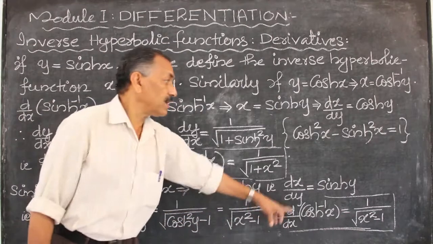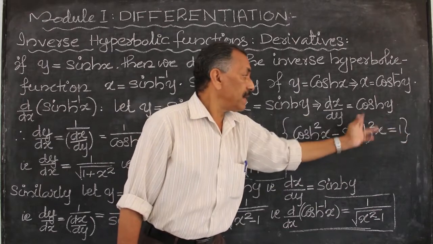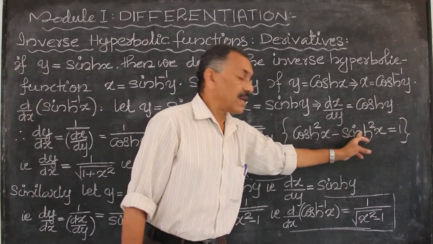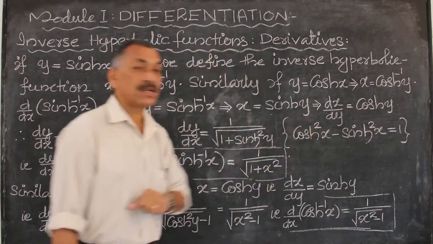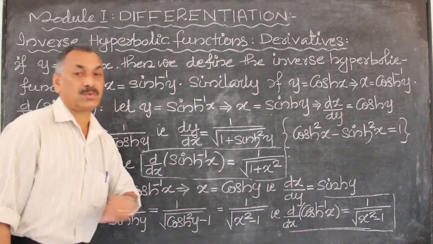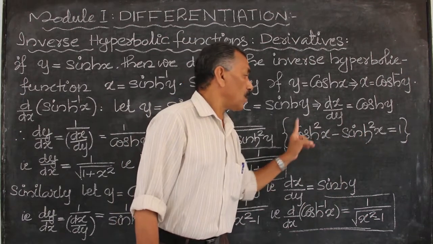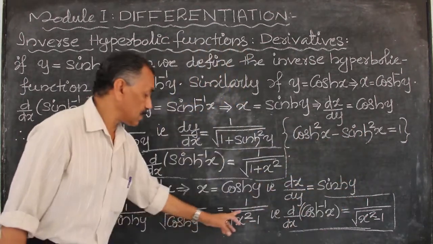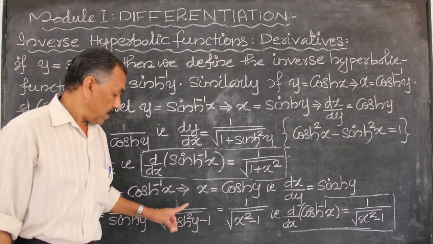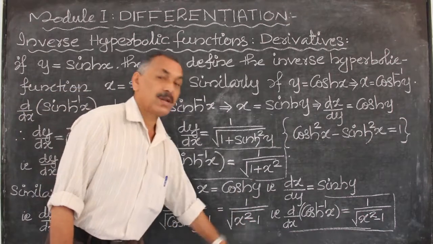Then what is sin h y? Sin h square x is equal to cos h square x minus 1. Therefore sin h x is equal to root of cos h square x minus 1. Sin h y is equal to the root of cos h square y minus 1. That is 1 divided by root of x square minus 1.